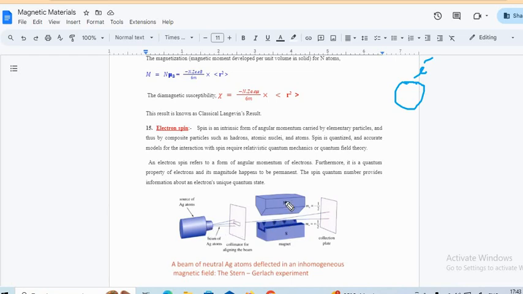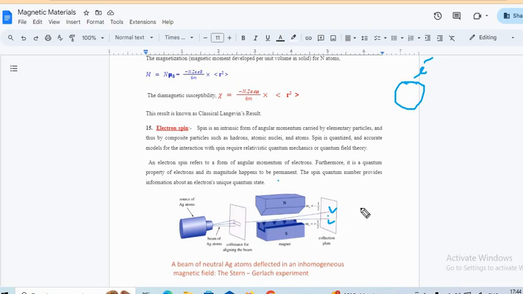Now it is passing through an inhomogeneous magnetic field. As it passes through, it was observed that a few silver atoms were falling somewhere here, and a few were falling elsewhere. When you switch off the magnetic field, they fall at the same point. But as you switch it on, they are separated into two. This was one of the important things observed by this experiment, and it was considered as a quantum spin.